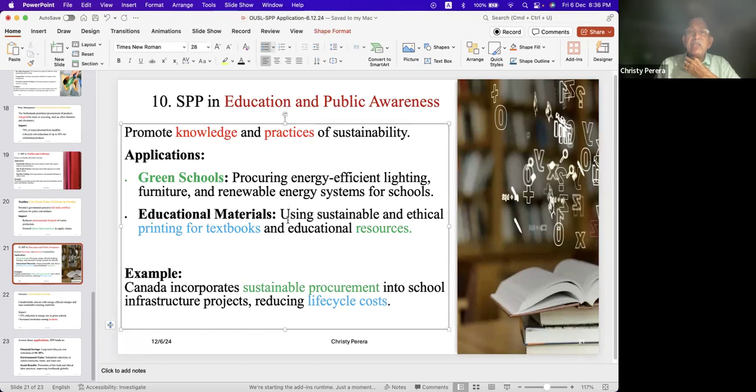Educational materials using sustainable and ethical printing for textbooks and educational resources. You must be thinking, how printing? Ethical and environmentally friendly. Yes, in printing they are using paint, a lot of paints. Paint can be made out of biodegradable items, but the price will be high. That is the standard theory.